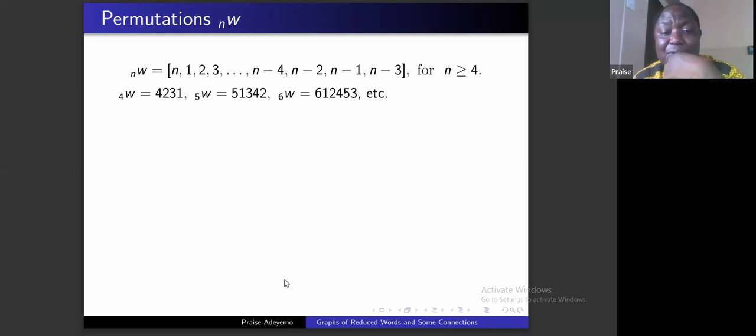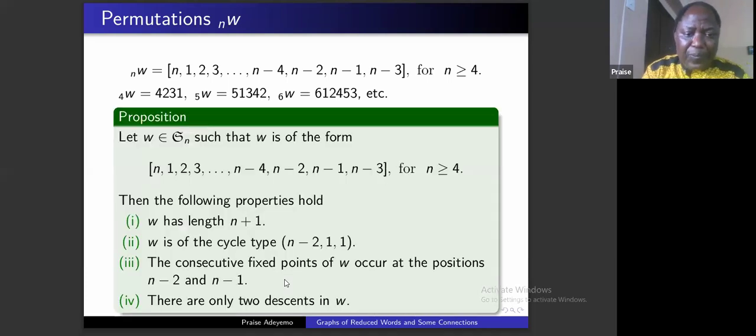So that is my interest. Why am I interested in it? Because of the connection of this permutation to geometry, to algebraic geometry, and also discrete geometry. So we have to look at a number of properties for this permutation.